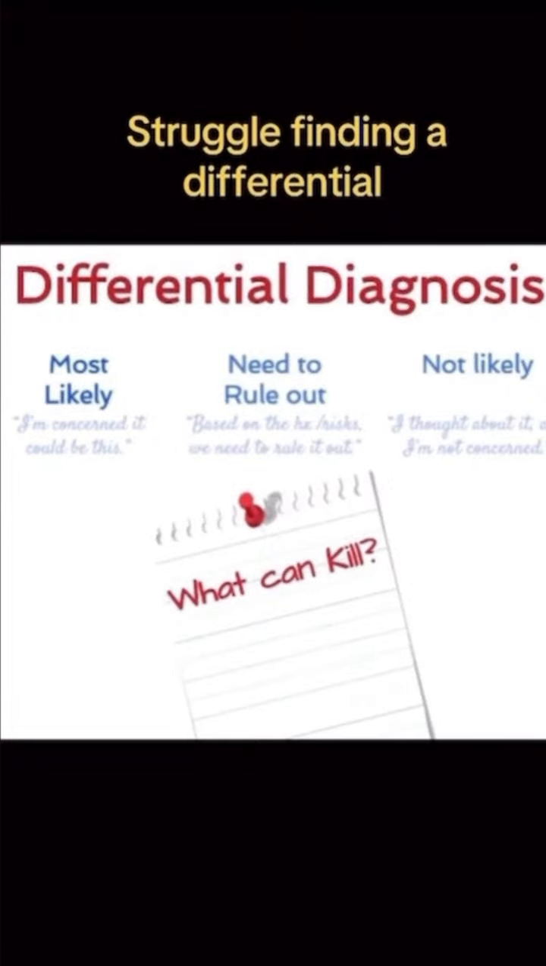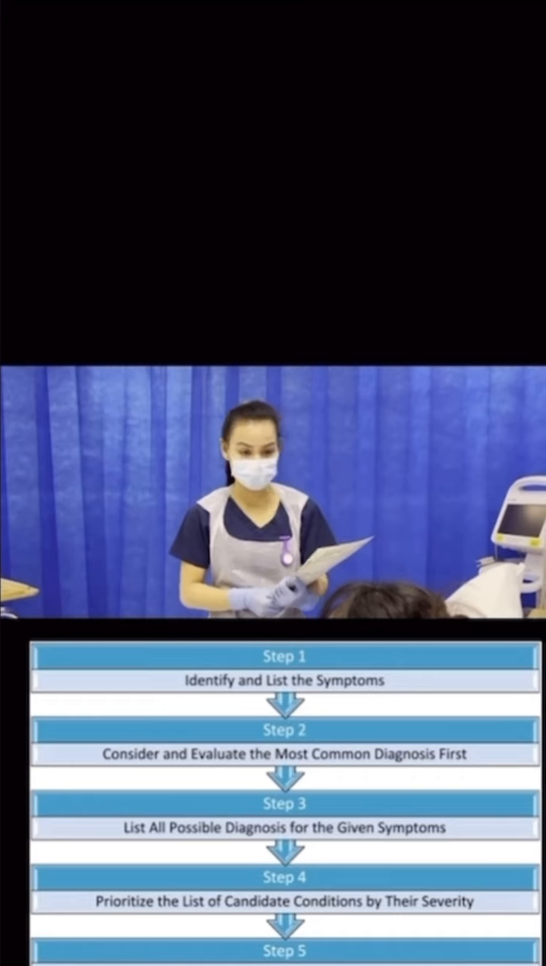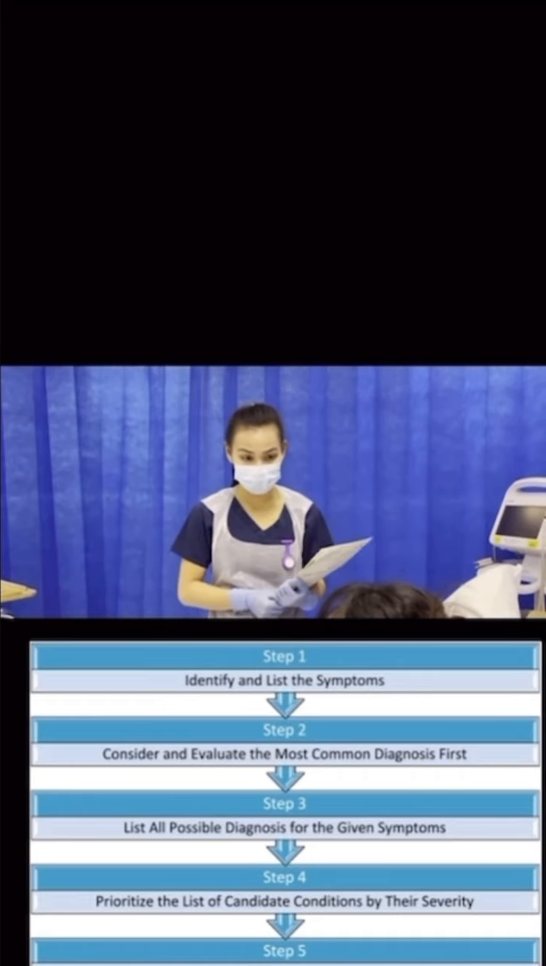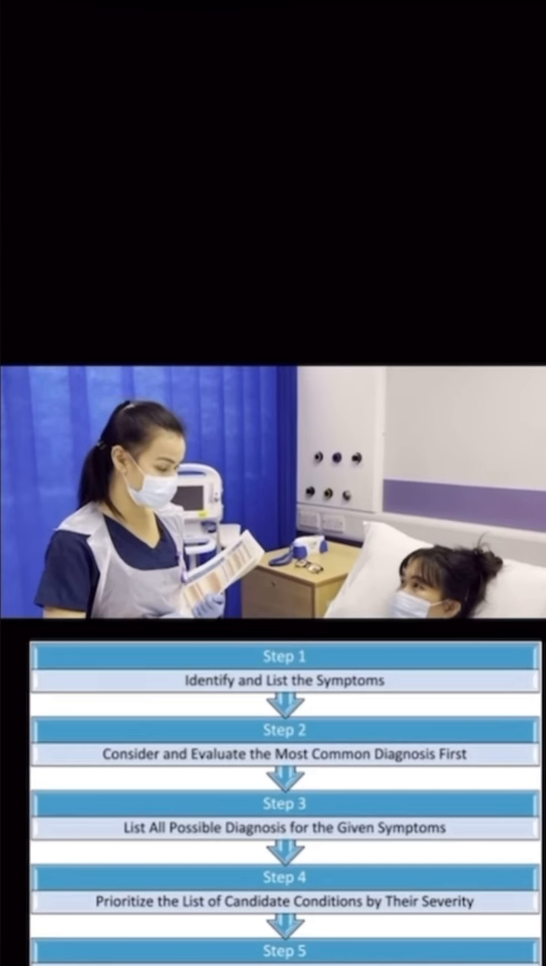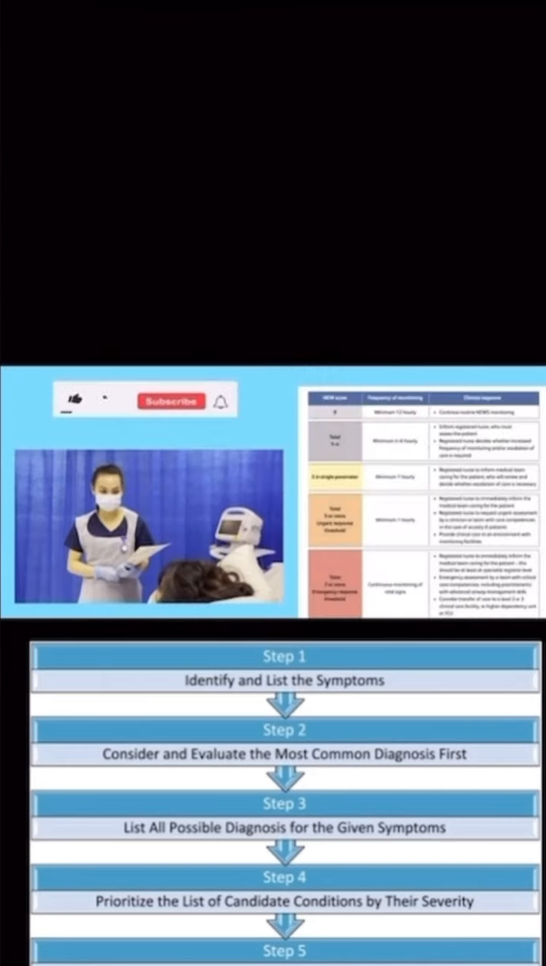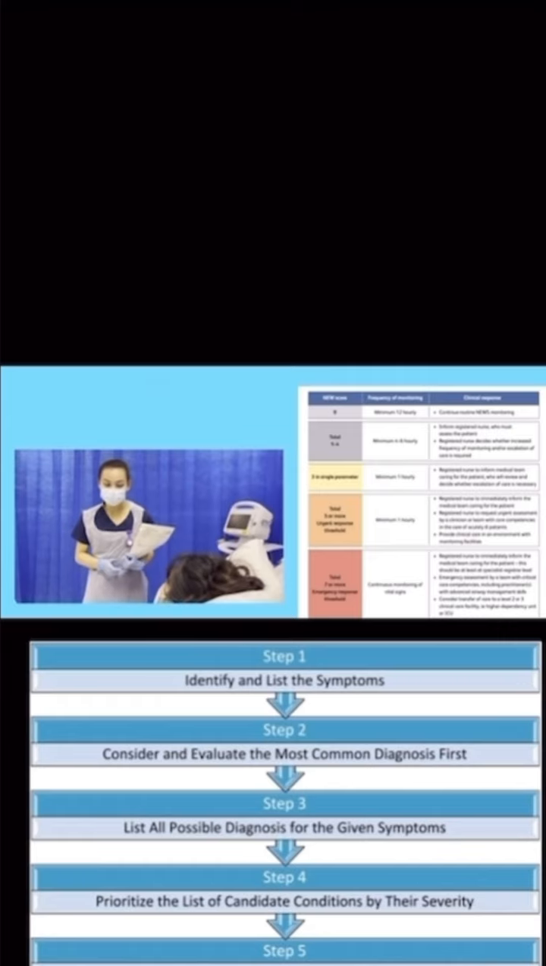Tip 5. Struggle finding a differential. When students are examining or taking a history, they need to have a think about their differential diagnosis and appropriately excluding conditions from that list. Many students are able to come up with the diagnosis but struggle to think of any other differentials. For most stations, you will be required to think of 2 or 3 differentials. In many cases, this can be vaguely related to the area of concern.